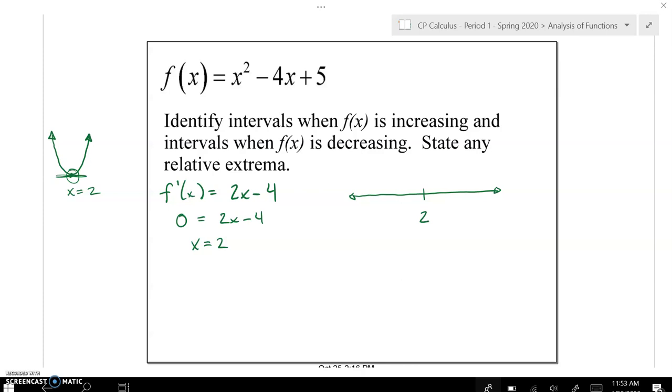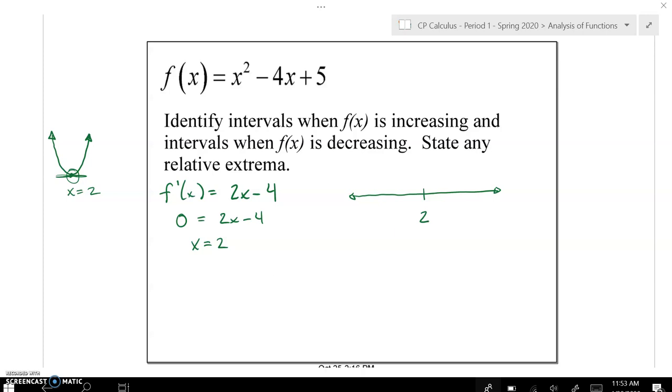But we're going to look to the left of it and to the right of it and see, are we getting positive or negative slopes there? If we're getting negative, we know it's decreasing. If we're getting positive, we know it's increasing, based on what we talked about before and what you saw on the Desmos activity. So we know that 2 is going to be off limits for testing points.